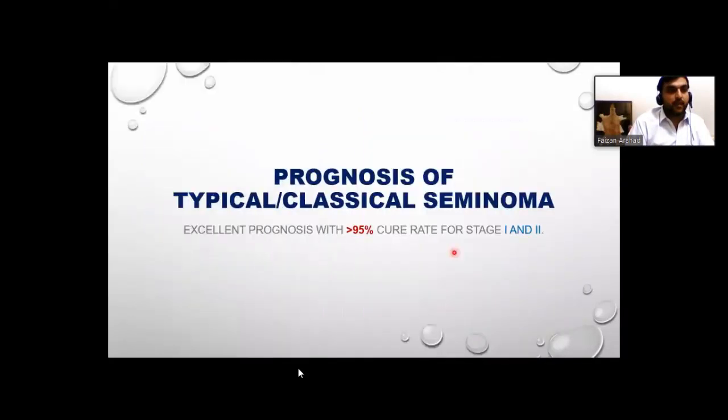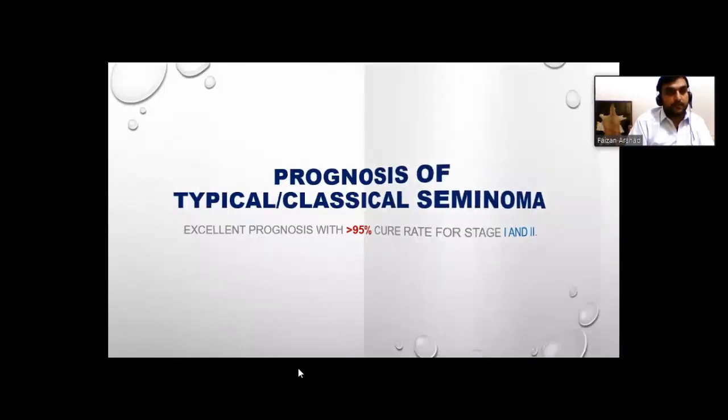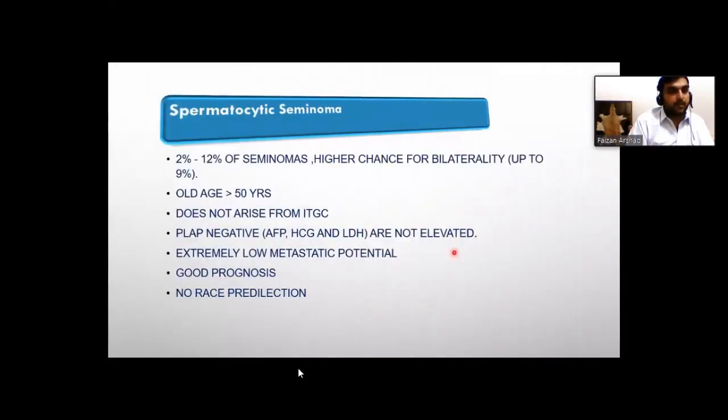Prognosis of seminoma: excellent, with a 95% cure rate for stage 1 and 2. Now comes the second type, spermatocytic seminoma. It accounts for 2 to 12% of seminomas, with a higher chance of bilateral occurrence. It occurs in old age, greater than 50 years, and does not arise from intratubular germ cell neoplasia. Placental alkaline phosphatase negative. Extremely low metastatic potential, good prognosis, no race predilection.